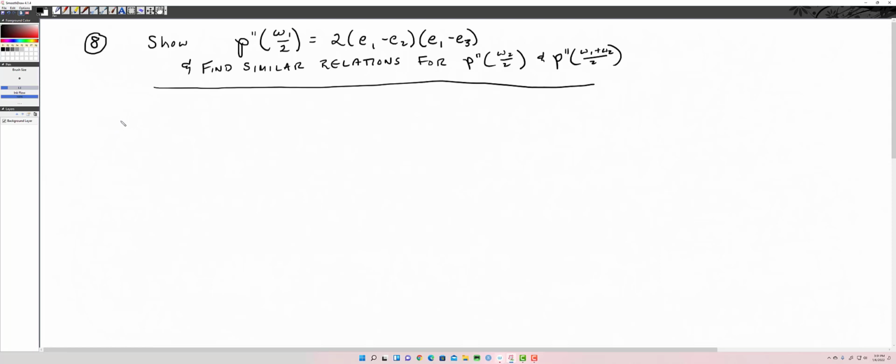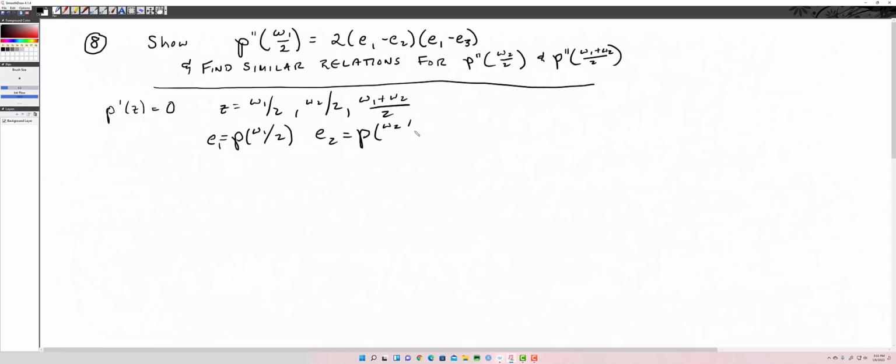Number 8, I'll read it to you. It says the differential equation for P shows that P prime of Z equals 0 if Z equals omega 1 over 2, omega 2 over 2, or omega 1 plus omega 2 over 2. These are the half periods that we've discussed before. The corresponding values of P have their own special names. Here's what we call these things. These are just the half periods.